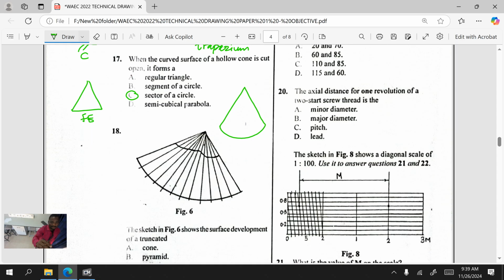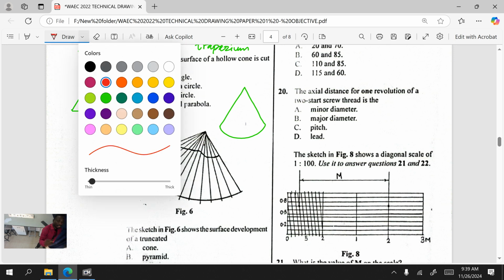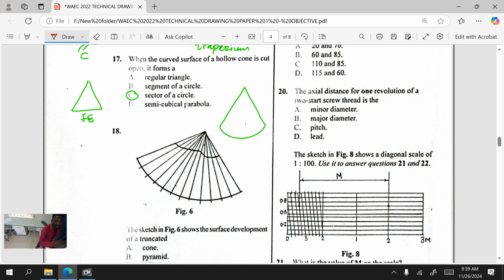B is not the answer. This is a segment. Let me show you. This part, if I pick this part like this, can you see a chord and an arc? And this part is the segment. I'm doing this to explain so that when you are asked other questions about segment, you understand what a segment is, because some students do not understand segment. So this part I showed is the segment, while the entire thing is the sector.